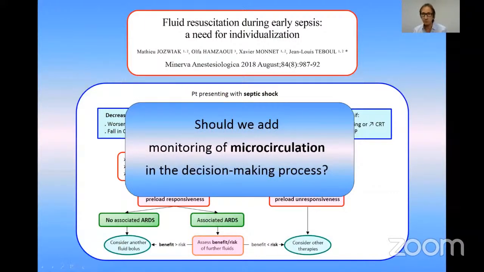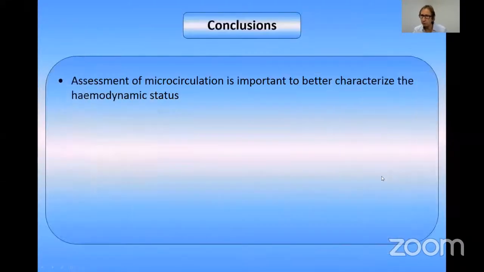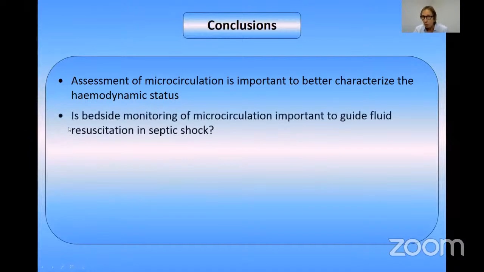So, how to answer this question: should we add monitoring of microcirculation to the decision-making process? I would say for my conclusion that first, assessment of microcirculation is important to better characterize the hemodynamic state, to have a more comprehensive picture of hemodynamics, of course. Regarding the question, is bedside monitoring of microcirculation important to guide fluid resuscitation in septic shock? My answer would be not sure.